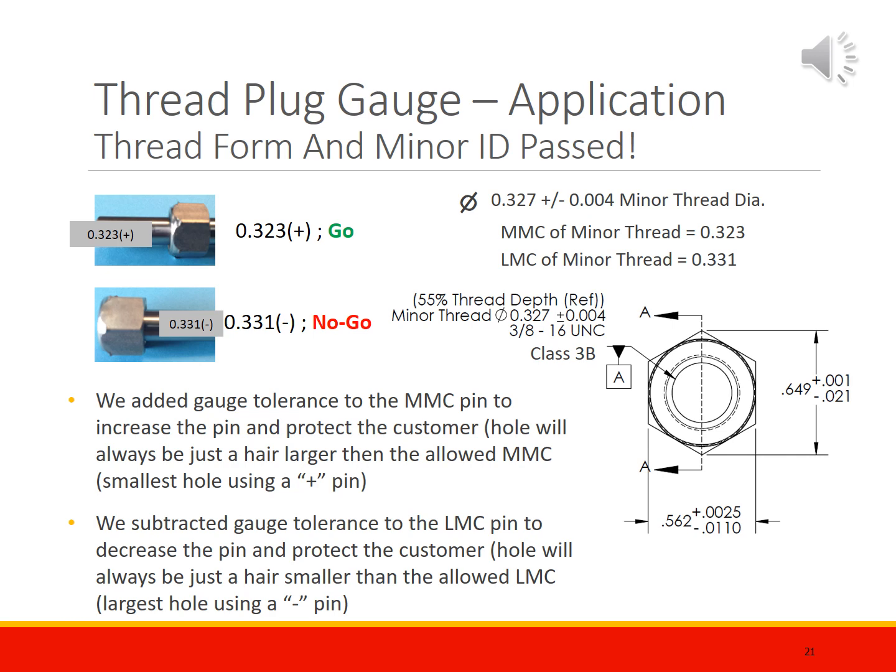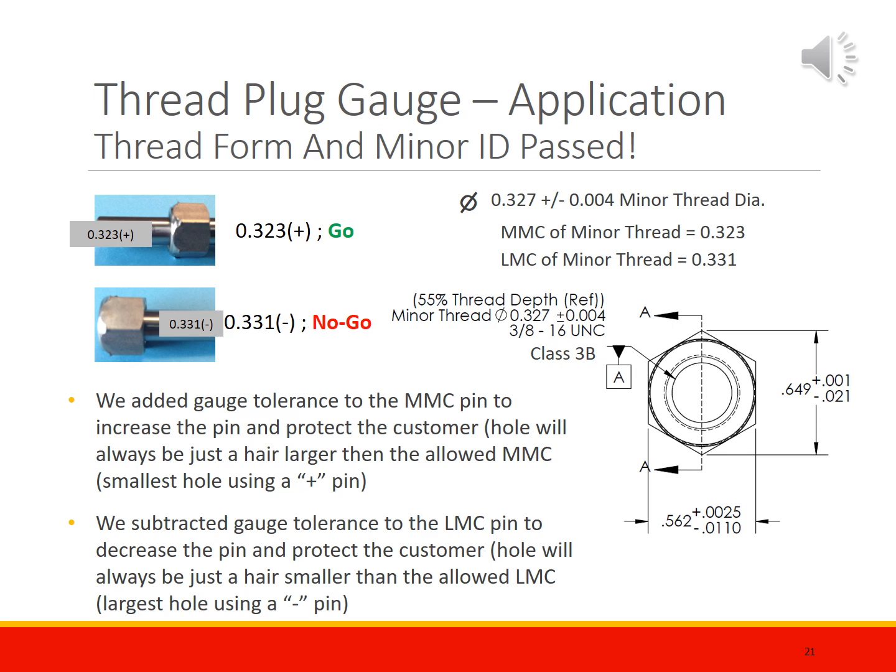Our next step is to grab some check pins. And use care here because there are plus pins and there are minus pins. We discussed this a bit in class, and it's important that you make sure you compensate for gauge maker's tolerance when selecting your check pins. So in this case, we added gauge tolerance to the MMC pin by selecting a plus pin to increase the pin size and protect the customer, because the hole will always be just a hair larger than allowed by MMC when using a plus pin.